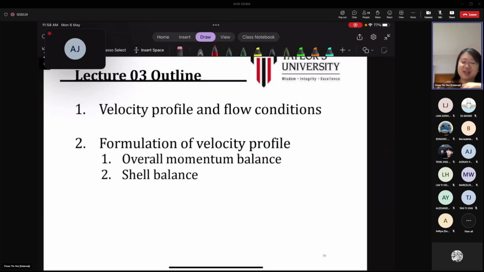So we have covered the velocity profile for pipe flow and flow past a plate, and we looked at the different boundary conditions. We have talked about the overall momentum balance and the shell balance method. The difference is that with this one we consider the Rx, the solid surface force, but when we talk about differential size, the solid surface force goes to 0.